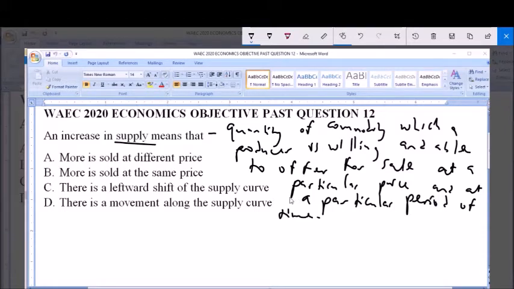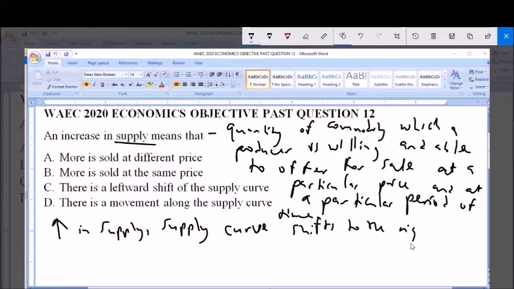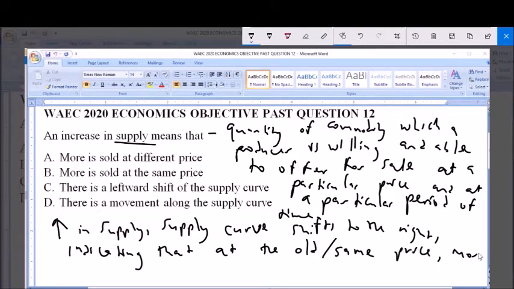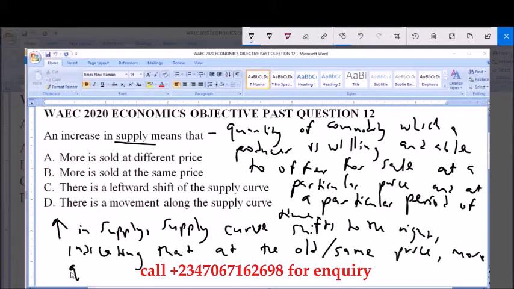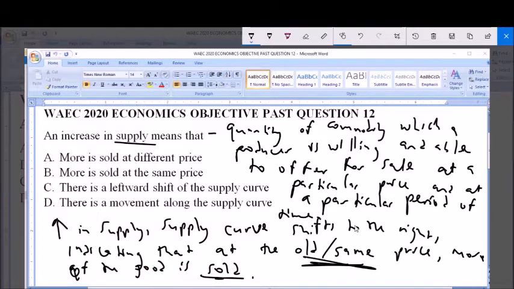Now, when there is an increase in supply, the supply curve shifts to the right, indicating that at the old or at the same price, more of the goods is sold. So more is sold at the same old price. That is what happens when there is an increase in supply, and it's also indicated by a shift to the right on the supply curve. So more is sold at the same price is option B. So option B is the correct answer to this question.